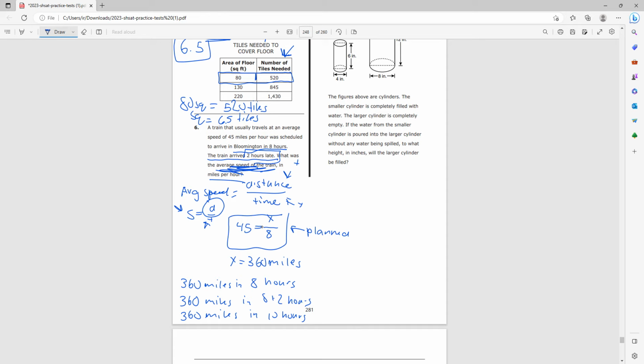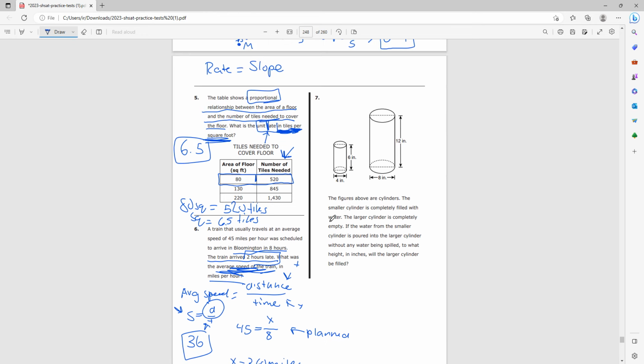So we plug this into the formula, right? We're solving for S, speed, and we have 360 divided by 10. We have S is equal to 36 miles per hour. So our answer is 36. So essentially what we did was we found the original distance and we used the speed formula. Moving on, we have number 7.